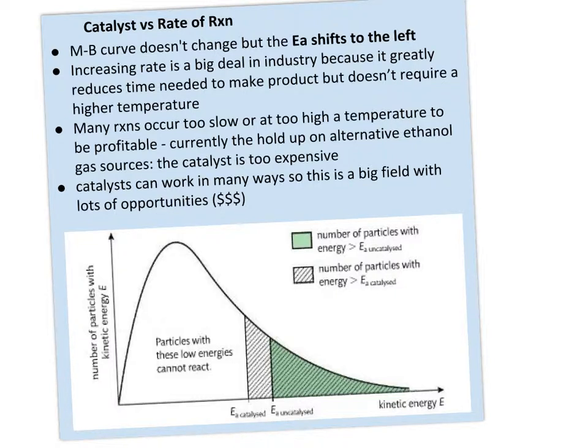Increasing rate's a big deal in industry because it greatly reduces the time needed to make product, and it doesn't require a higher temperature. And increasing temperature is expensive. So if you can find a catalyst that costs less money than increasing the temperature to increase your rate, that's a winner. The other thing is that oftentimes increasing temperature decreases the amount of yield or the equilibrium. So again, catalysts are much preferred to temperature changes for increasing rate.